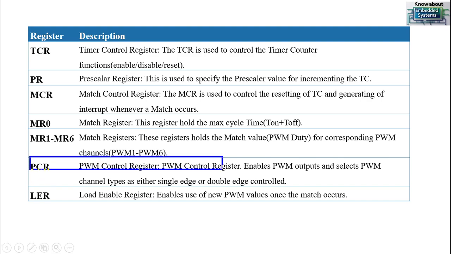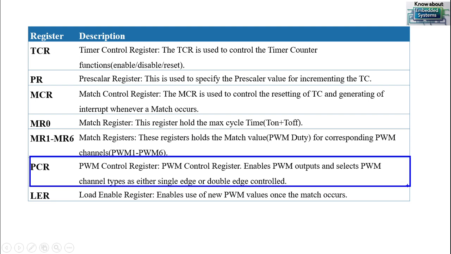And next one, PCR, which stands for PWM control register. The timer control register is one, and this is the pulse width modulation control register. This is used to enable and disable the pulse width modulation output, to enable the outputs of the respective PWM. How to do that I'll tell you later.